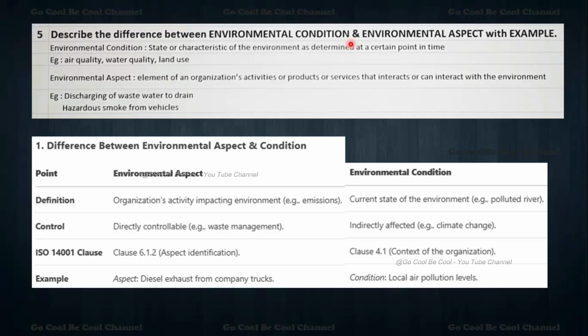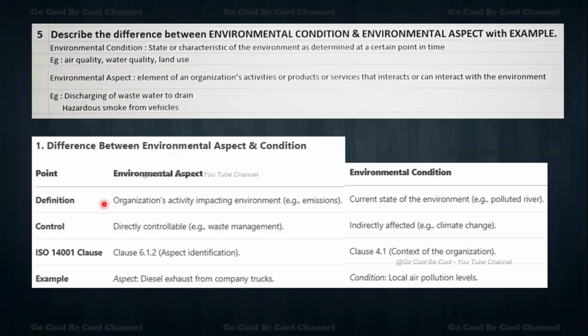Environmental condition, environmental aspects, with the example. So simply, for example, for 2 marks we can write it here. Environmental condition: the state or characteristics of the environment as determined at a certain point in time. Example: air quality, water quality, land use. Environmental aspects: elements of an organization's activities, products and services that interact or can interact with the environment. Example: discharging of wastewater to drain, hazardous smoke from vehicles.